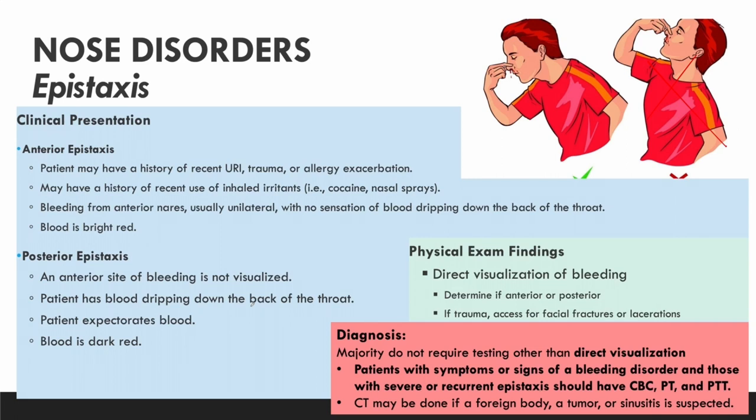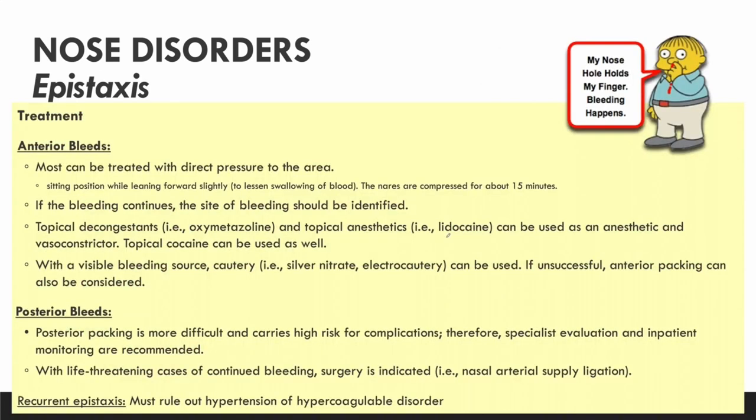And then, of course, if you're suspecting that there's some sort of tumor or trauma, then you might consider getting a CT scan. But I'll tell you, the vast majority of these are benign. So treatment-wise, for anterior bleeds, like I said, most of them can be treated with direct pressure.